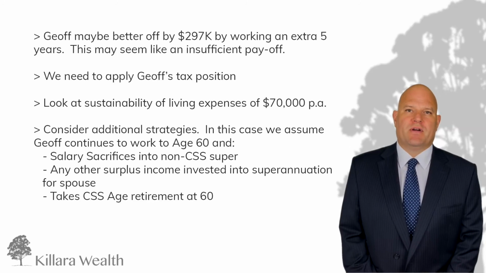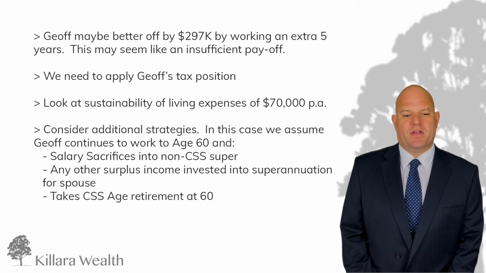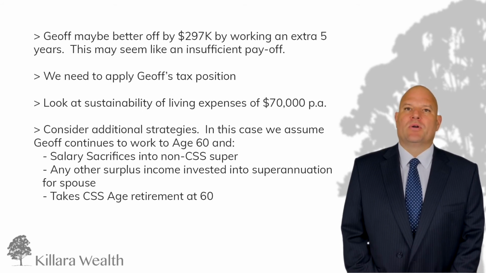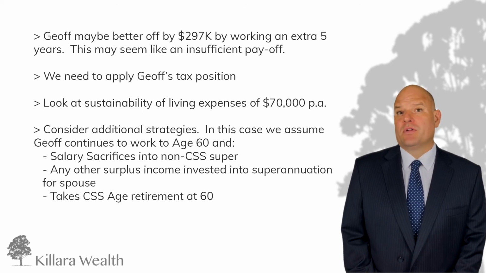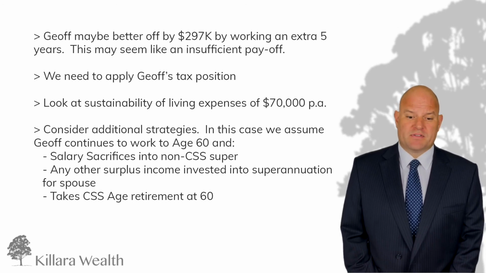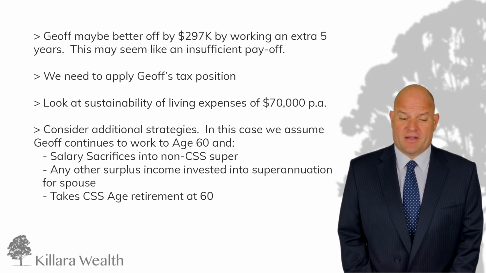Tax and other considerations. Under this scenario, Geoff may be better off by just under $300,000 by working an extra 5 years. However, we have yet to apply Geoff's tax position, look at his long-term living expenses of $70,000 per annum, and look at additional strategies that he may employ over those 5 years. Assuming Geoff salary sacrifices into non-CSS super and any further surplus income is invested into Mary's name in superannuation, let's look at the following outcomes.